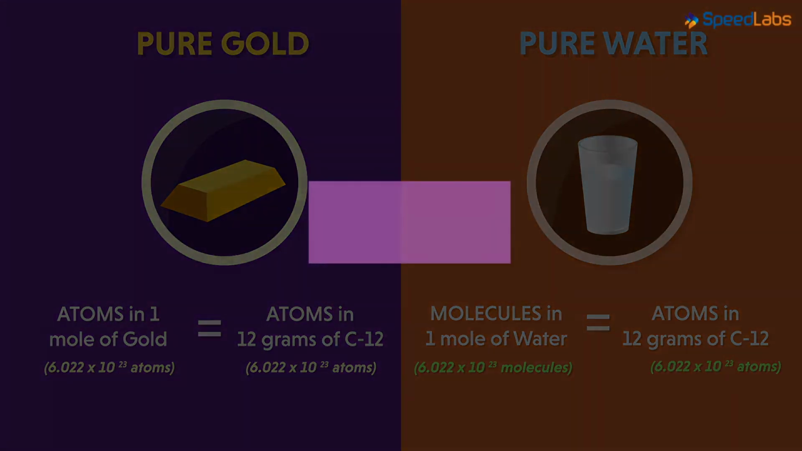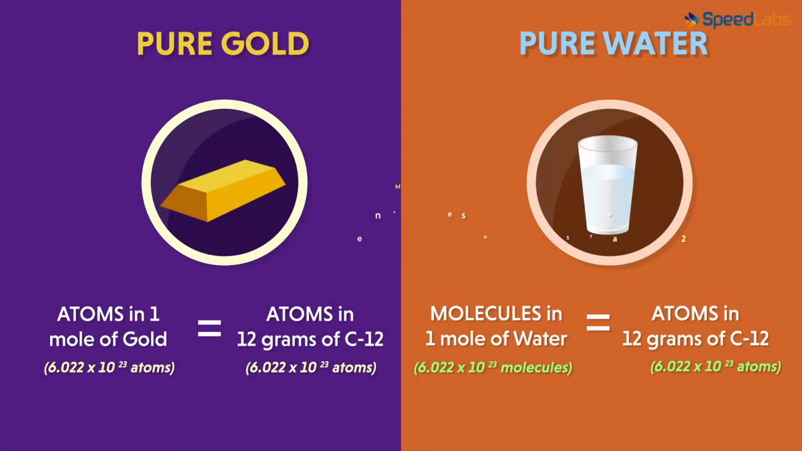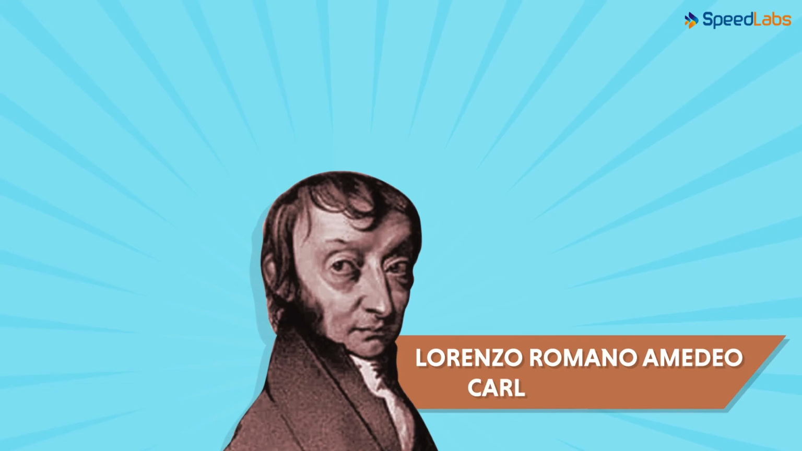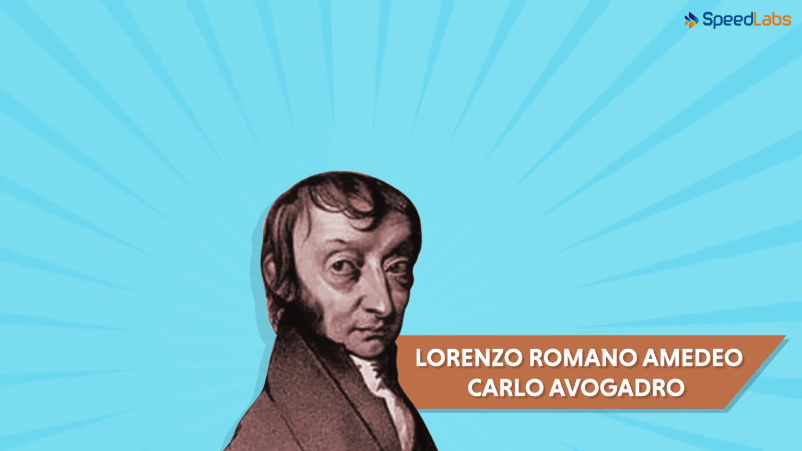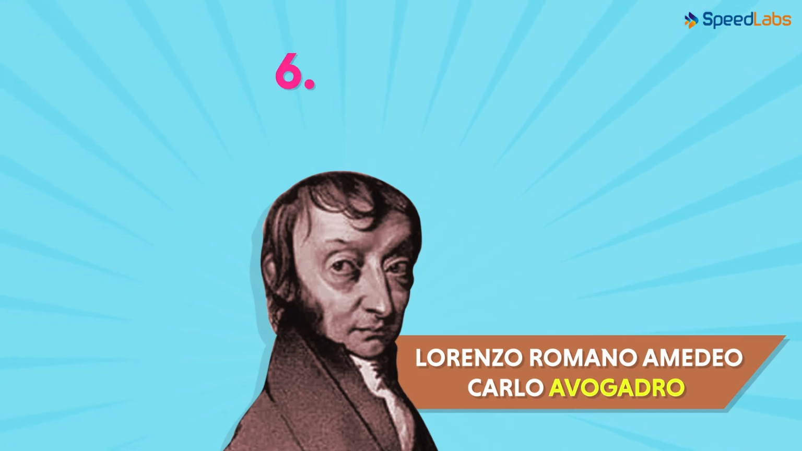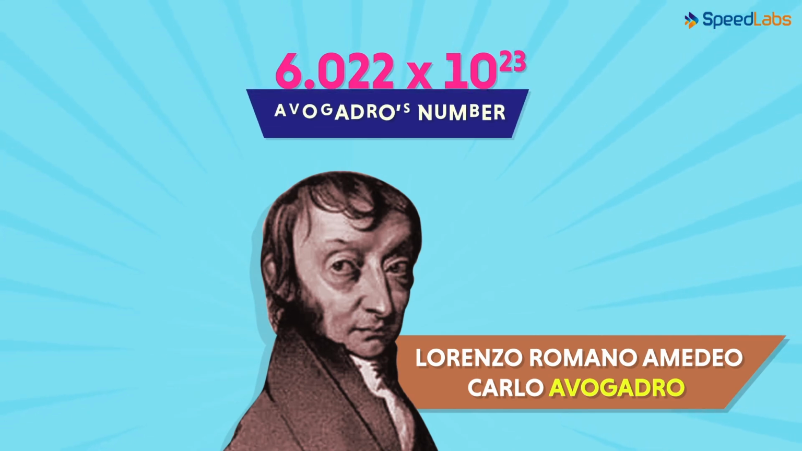Remember, the definition uses carbon-12 as a standard. It is used to compare the number of atoms or molecules or particles present in the substance. But what's the mystery behind this number? A scientist named Lorenzo Romano Amedeo Carlo Avogadro came up with this concept. I know the name is long, so we will address him as Avogadro. So the number 6.022 times 10 raised to 23 is called the Avogadro's number.